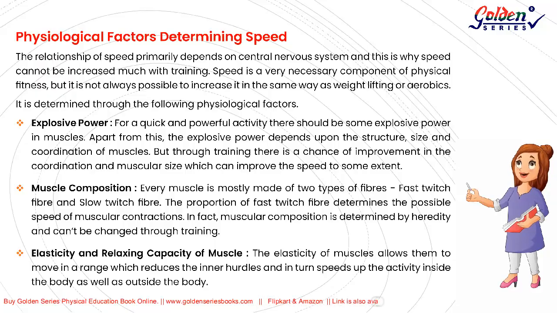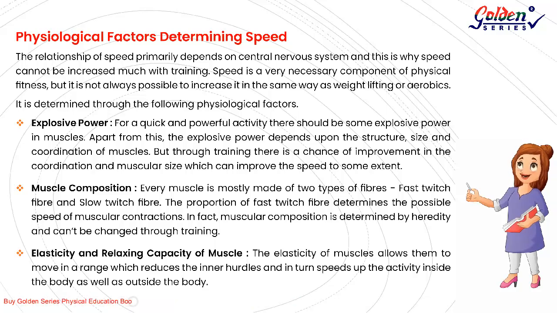Muscle composition. Every muscle is mostly made of two types of fibers: fast-twitch fiber and slow-twitch fiber. The proportion of fast-twitch fiber determines the possible speed of muscular contractions. In fact, muscular composition is determined by heredity and can't be changed through training.